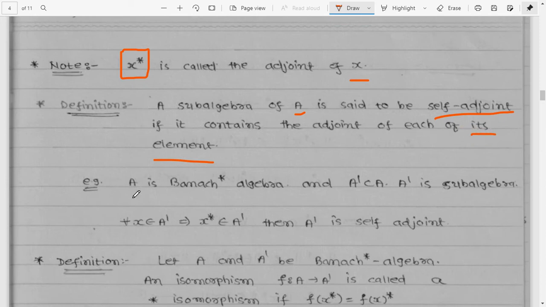For example, A is a Banach star algebra and A dash is a subset of A, then A dash is a subalgebra. For every x belongs to A dash implies x star belongs to A dash, then A dash is self-adjoint.